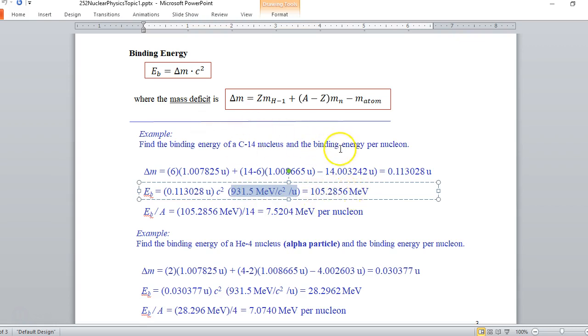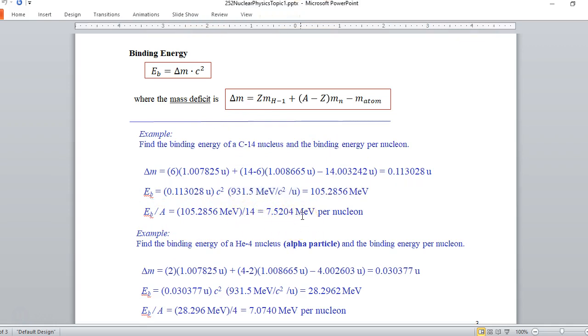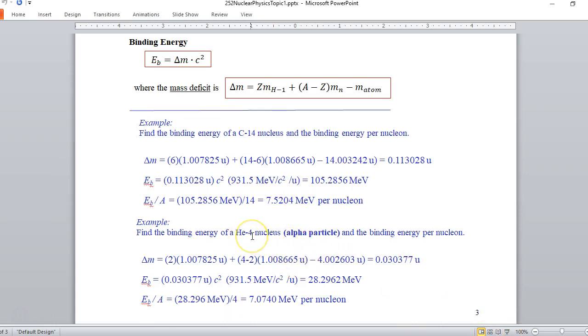And then if I divide by the number of nucleons, 14, I get what's called the binding energy per nucleon. So they sort of share that binding energy, right? So 105.28 MeV to break this nucleus up, and that's about 7.52 MeV per nucleon. You can do the same thing if you want to try it for helium-4. A helium-4 nucleus is actually what we now know, right, to be an alpha particle.